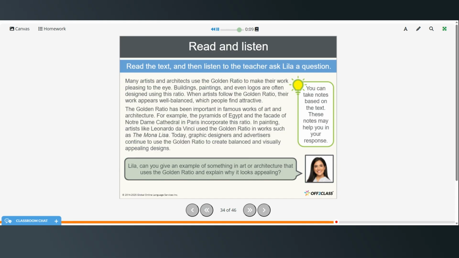Leela, can you give an example of something in art or architecture that uses the golden ratio and explain why it looks appealing?